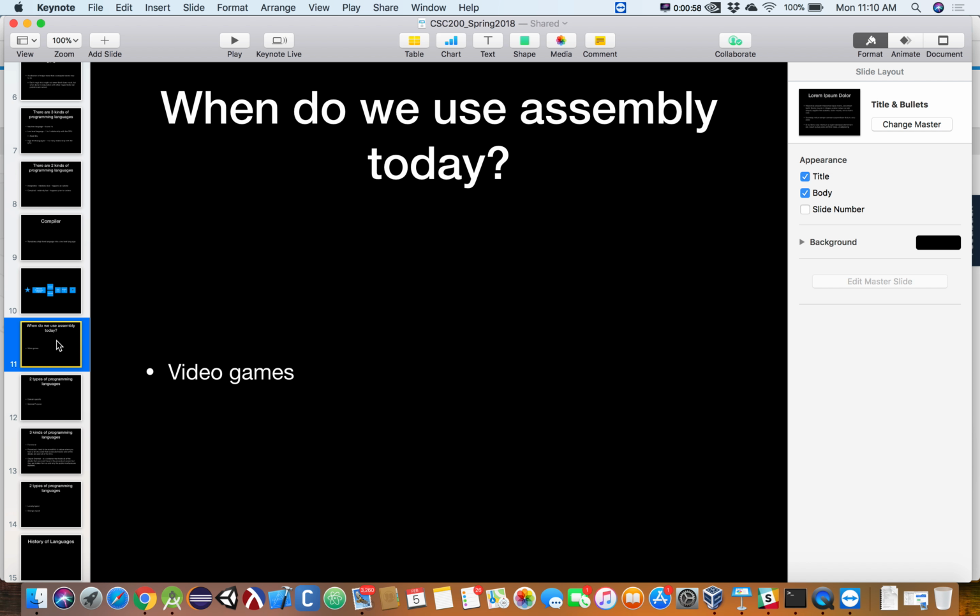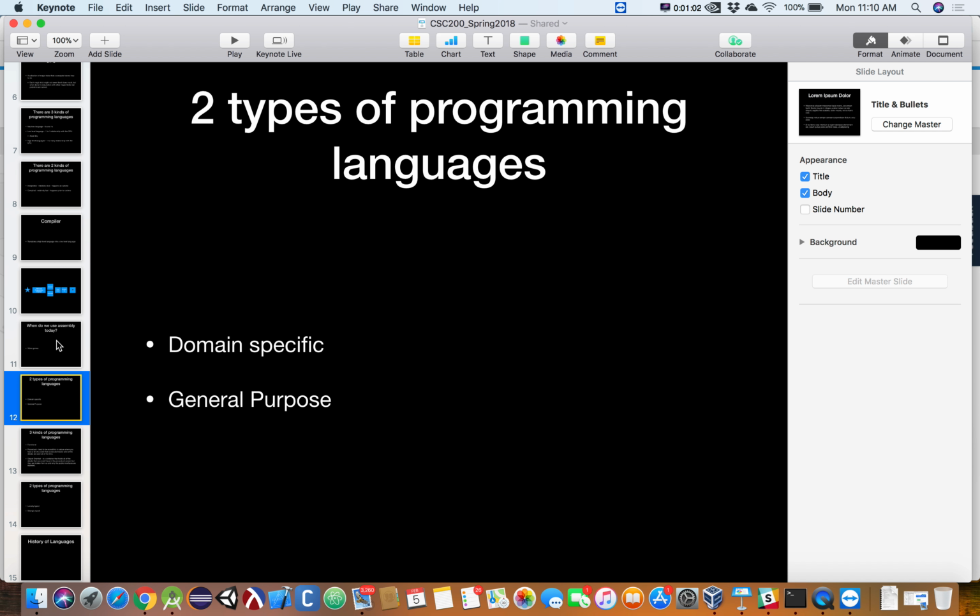All right, so last time we were talking about assembly. When do we use it? When we need things to be really, really fast. We talked about two types of programming languages, domain-specific and general purpose. We've had a whole bunch of slides that kind of sound the same. They're looking at programming languages from different angles, different lenses maybe.